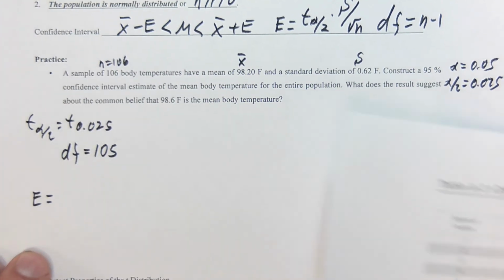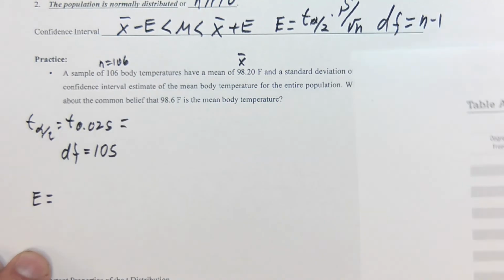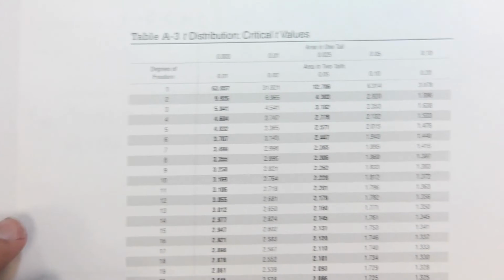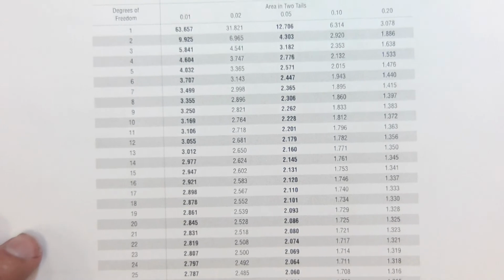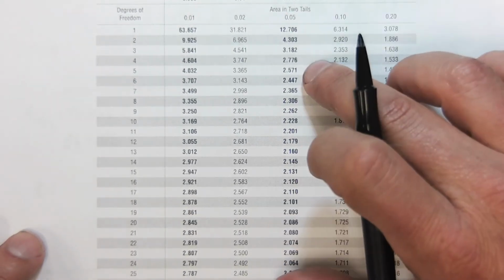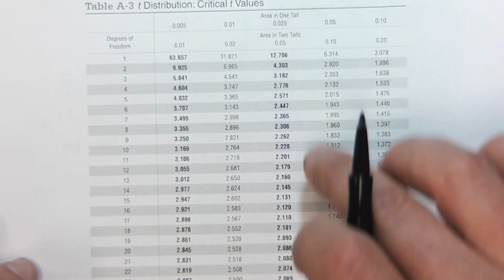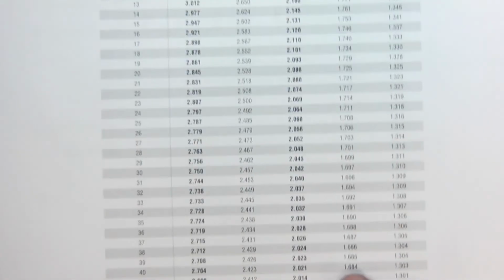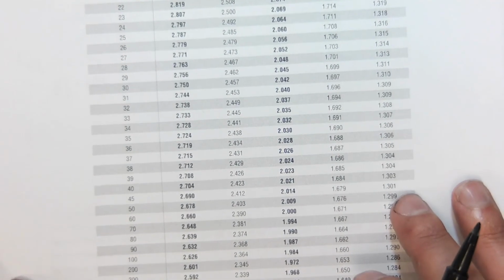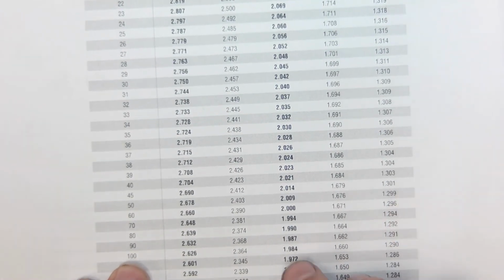Well, I need t sub 0.025, so that's going to be the same here. Let's see how far I can get that. So I'm in this column here, because that's the 2 tails is 0.05, 1 tail is 0.025. But I need to go all the way down here for the degrees of freedom to be 100. That's the best estimate that I can get there. So that's 1.972.